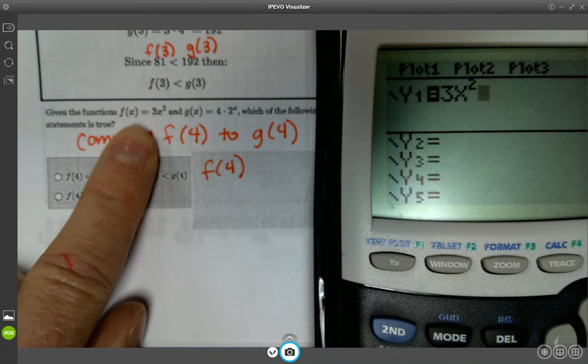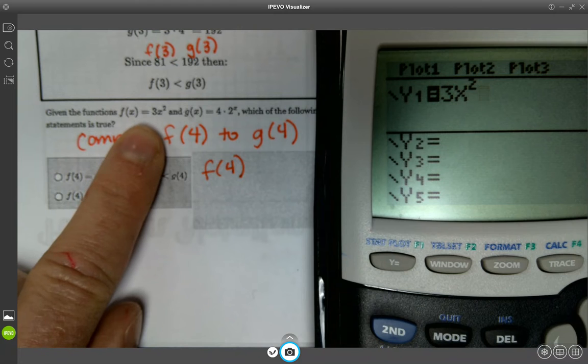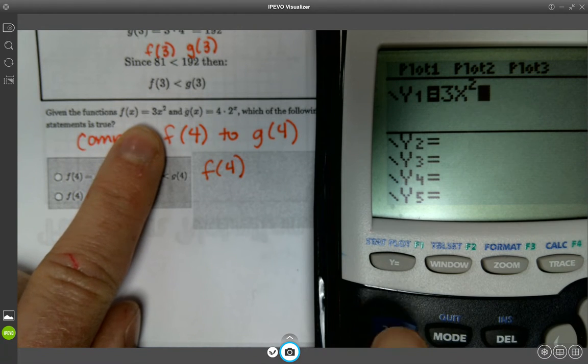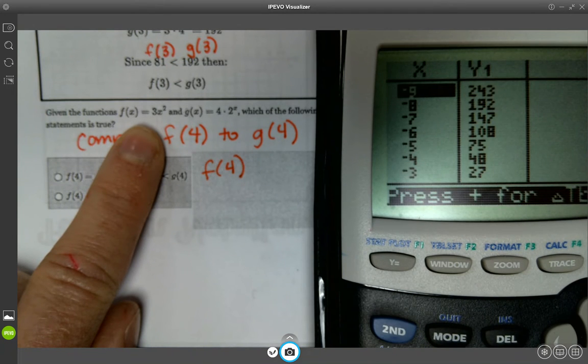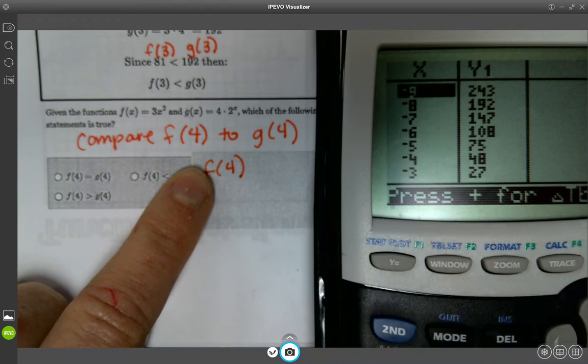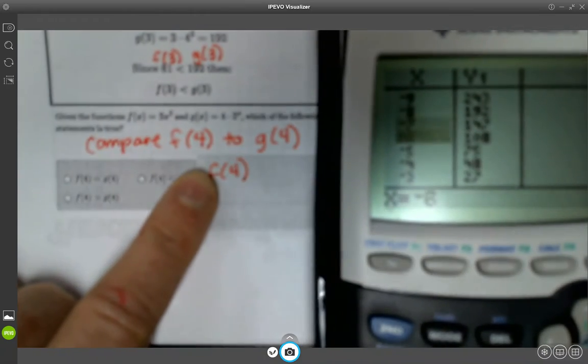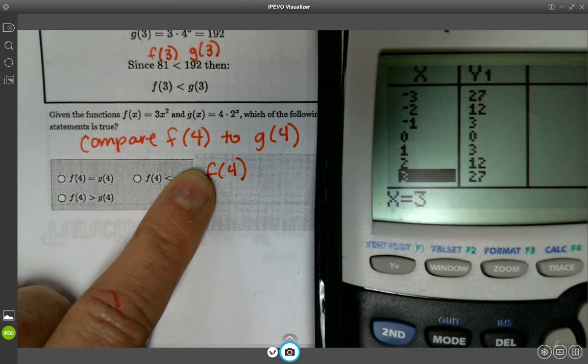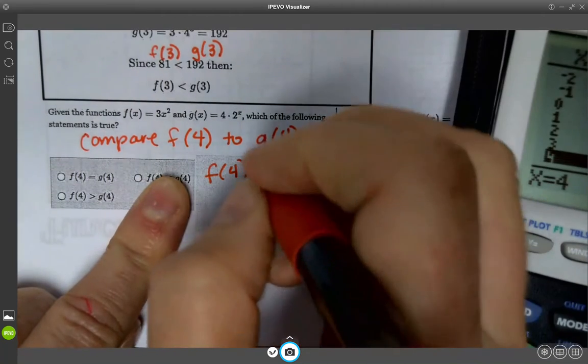Y'all follow along. 3x squared. And then go to the table, and we want to look at whenever the x value is 4. So go up or down, whatever way you... It's 48.